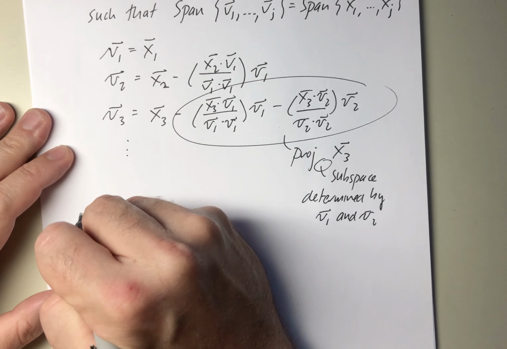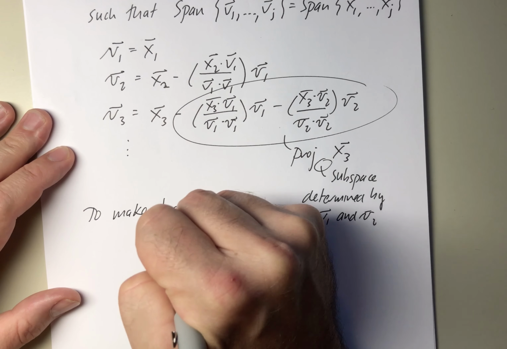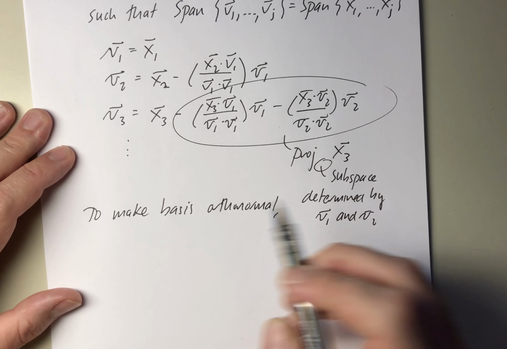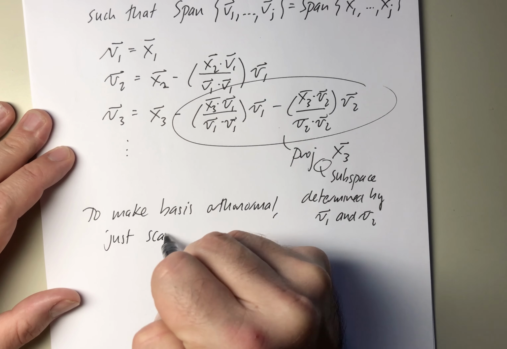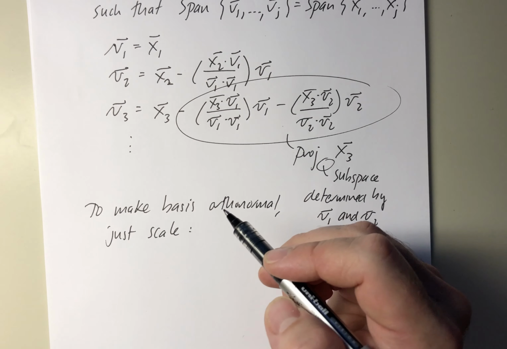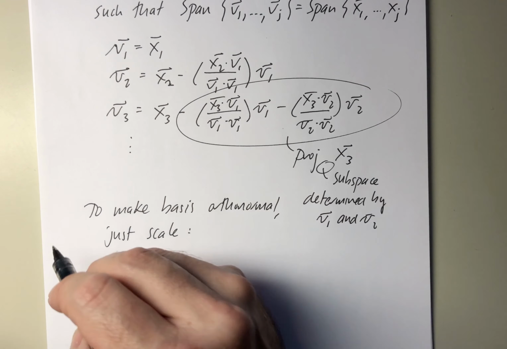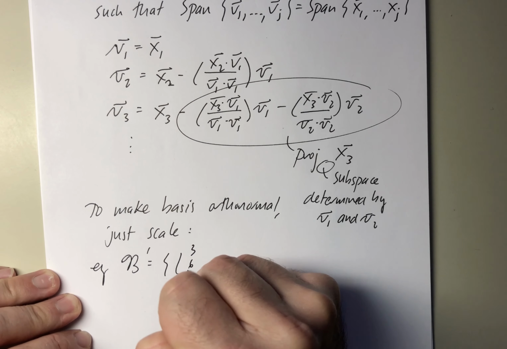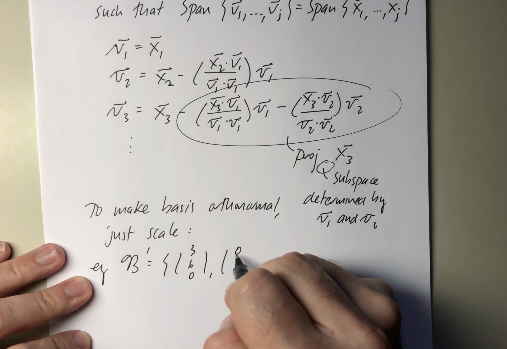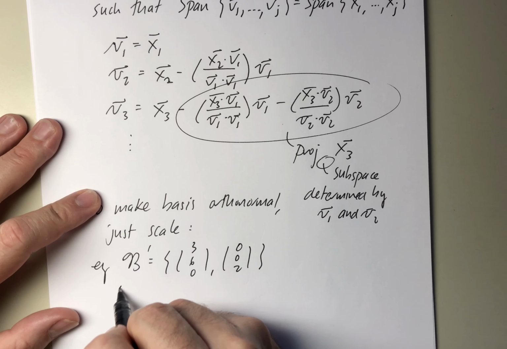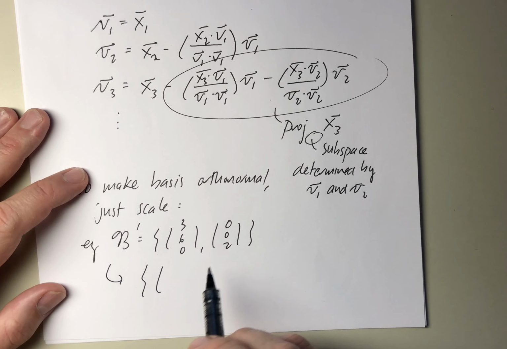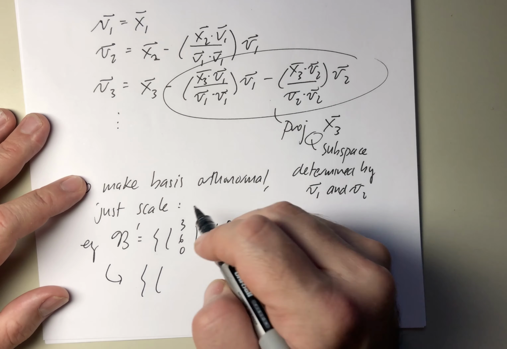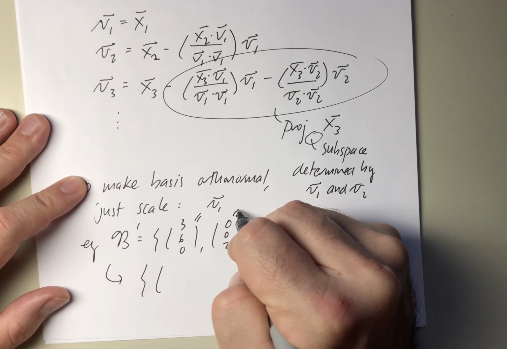Now, to make the basis orthonormal, once you have it orthogonal, you just scale. So just going back to that example from last time, we had B prime was (3, 6, 0), (0, 0, 2). This is an orthogonal basis. How do you make this orthonormal? Well, you just scale each vector by its length. So this is what I call v1, v2.